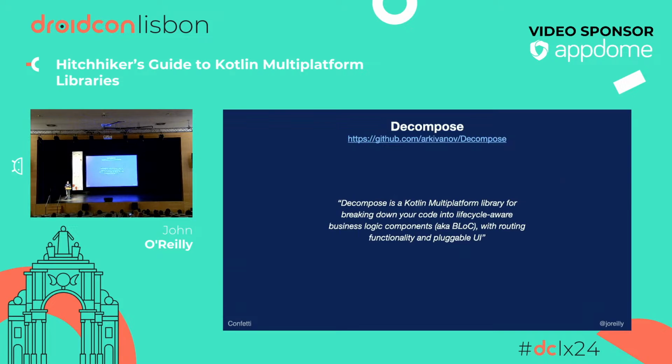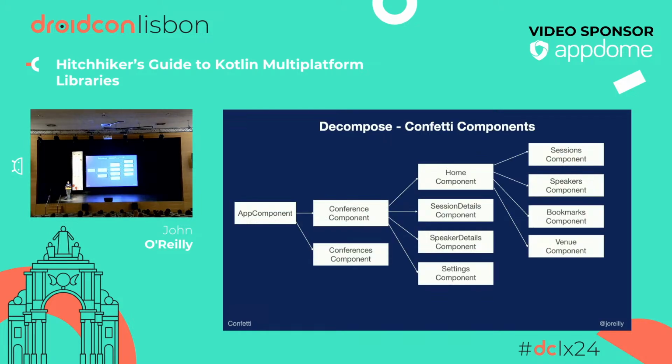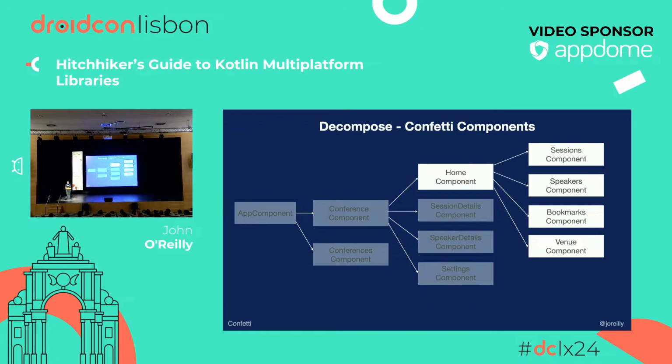Next up is Decompose. This is a library based on the idea of breaking our code into a tree of lifecycle aware components that contain observable state, have routing navigation functionality, and into which we can plug our UI. These are most of the decomposed components used in the Confetti project. We see, for example, ones for the list of conferences, session info for a particular conference, speakers, bookmarks, venue info, etc.